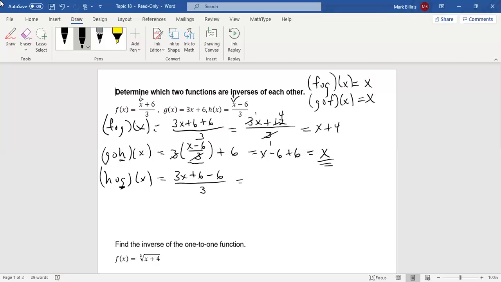So I'm going to combine like terms in my numerator. Positive 6 and negative 6 gives me 0. So I have 3x over 3, which reduces to x, and that's exactly what I wanted. So that means that h and g, or g and h, are inverses of one another.